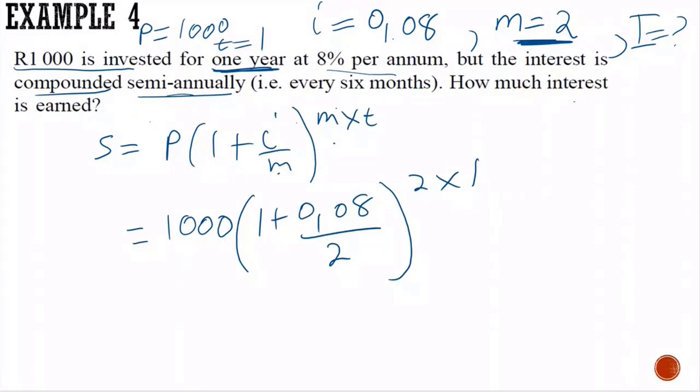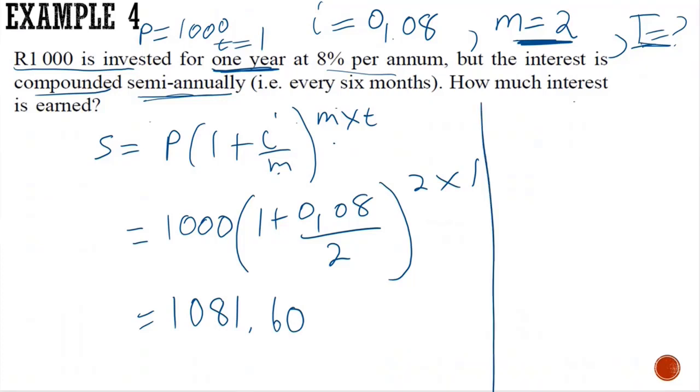Okay, so everything is in similar units. Your interest rate has been put into an annual rate, and also your time is annual, it's in years. So you just plug into your calculator, and you will get the answer of 1081.60.